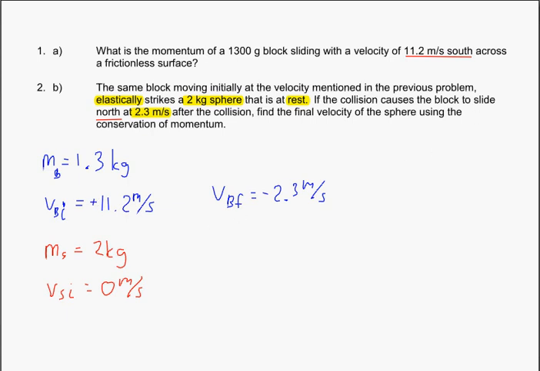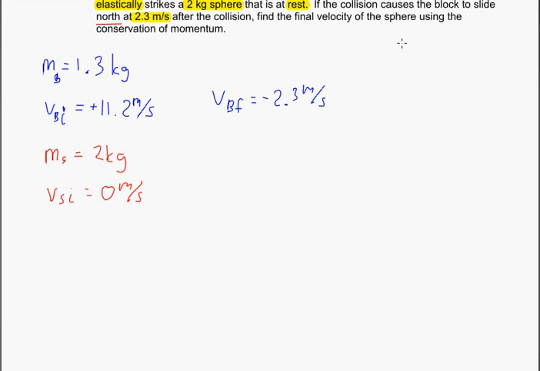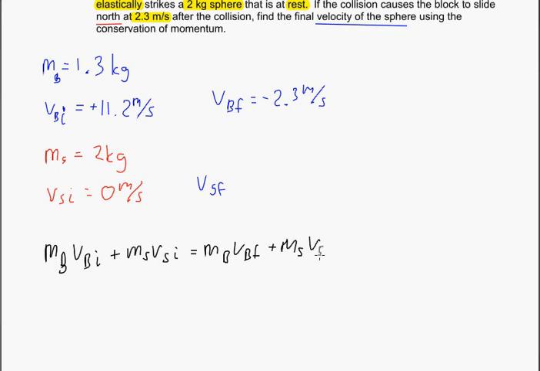And now all you simply do, guys, is plug it in. What are we looking for? Find the final velocity of the sphere. Okay, and it's the only thing missing. The VSF is missing, final velocity of the sphere. So let's do this real quick in another color. M_B V_BI plus M_S V_SI equals M_B V_BF plus M_S V_SF.